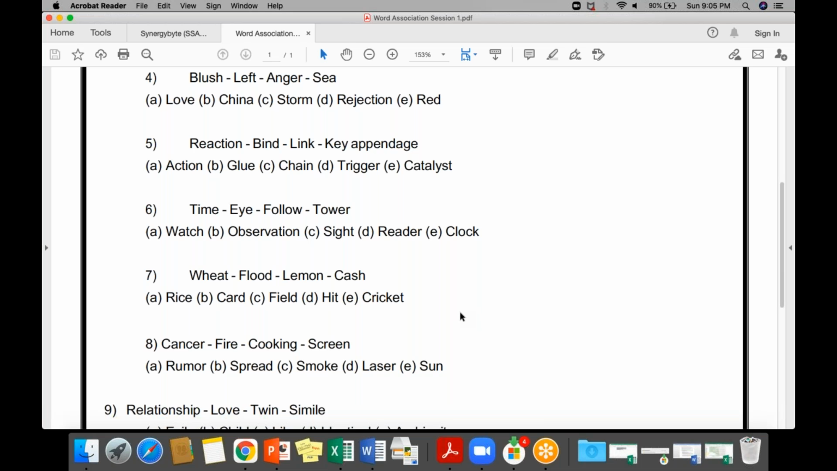Question number 8. Cancer, fire, cooking, screen. Which will go with which of the 5 words out of rumor, spread, smoke, laser, and sun?